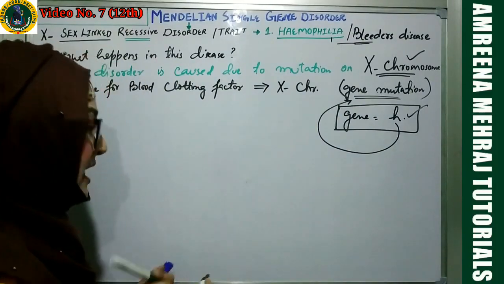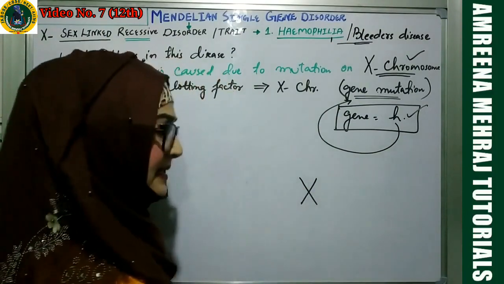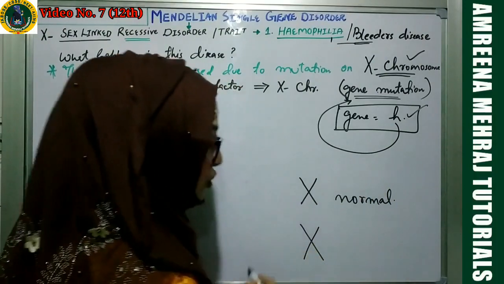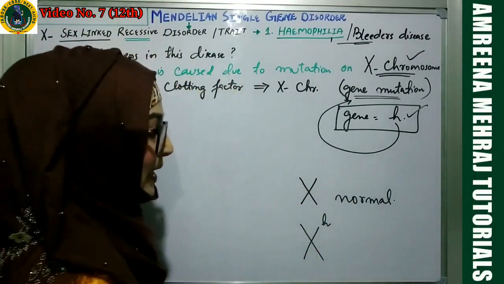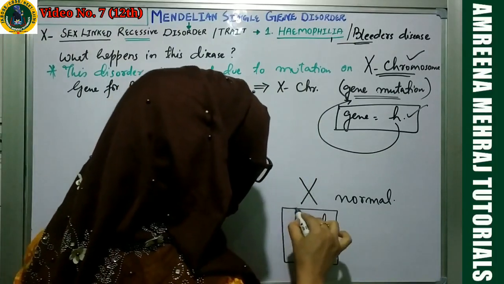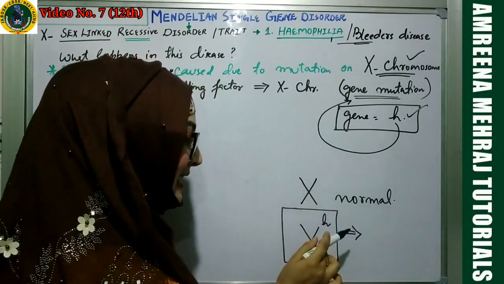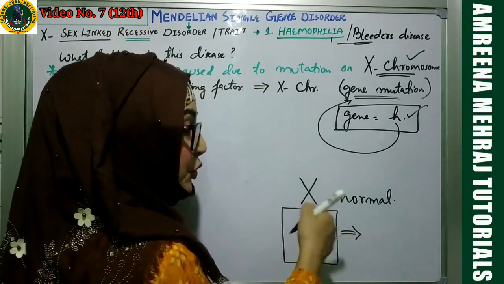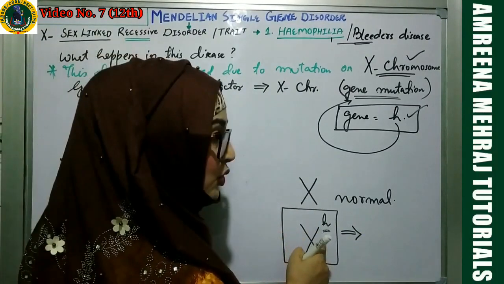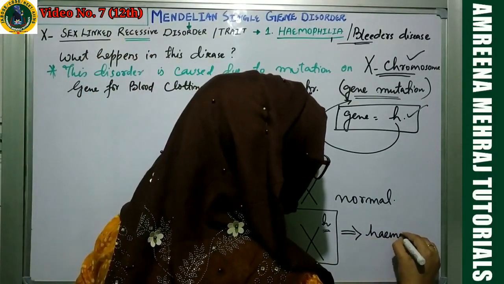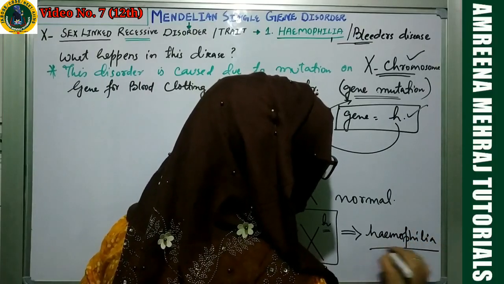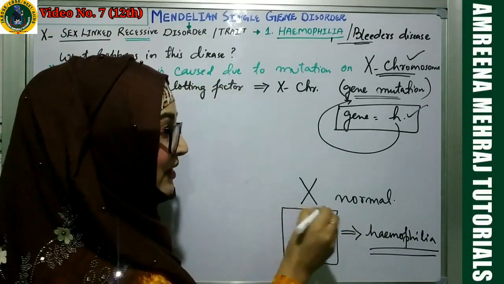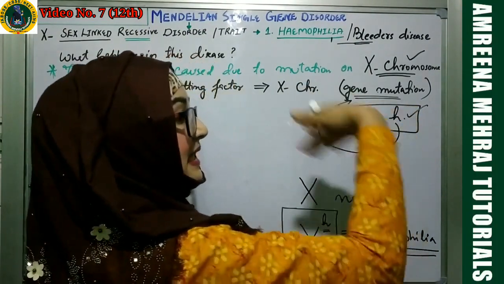You're getting my point or not? So if I'm writing X chromosome like this, it's normal. But if I show X chromosome and place a small h over here, you have to guess that this is a condition showing that there is a mutation in a gene which is coding for blood clotting factors. Why do I use H? This is an indication of the development of hemophilia. Obviously, this individual will develop hemophilia. So small h means the gene is mutated.